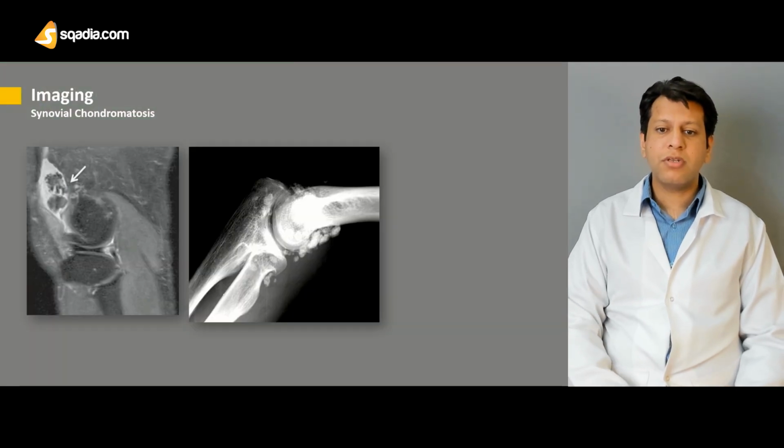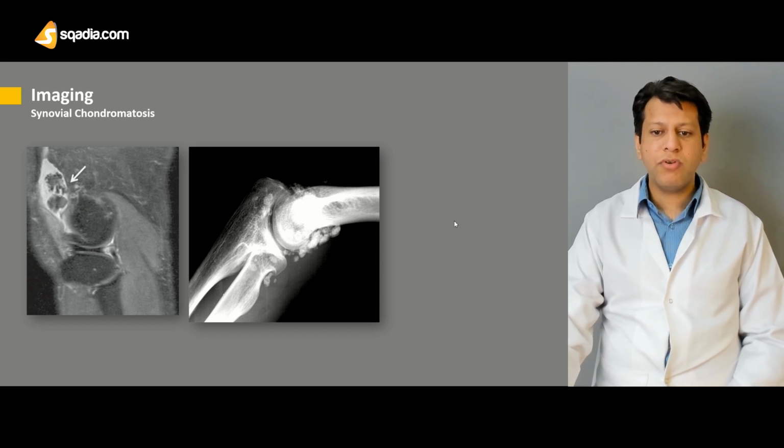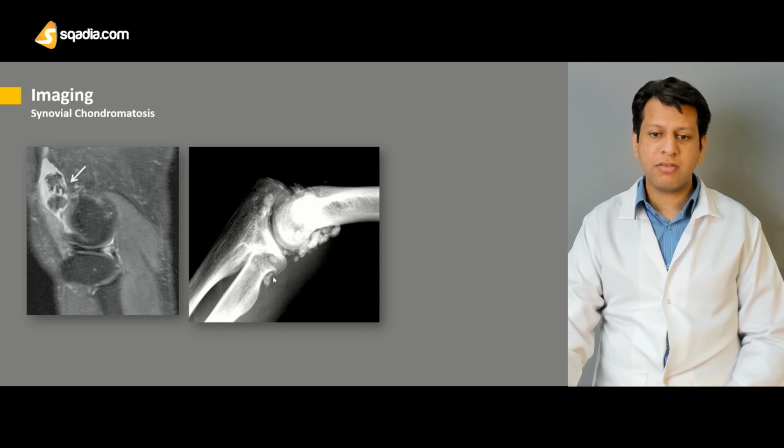When we get X-rays, which are ordered first and foremost, this is the picture you see. If you can appreciate, this is a lateral view of an elbow joint, and you can see multiple small cartilaginous bodies which sometimes look like bone, maybe cartilage. They look like they're in the joint and around the joint as well.